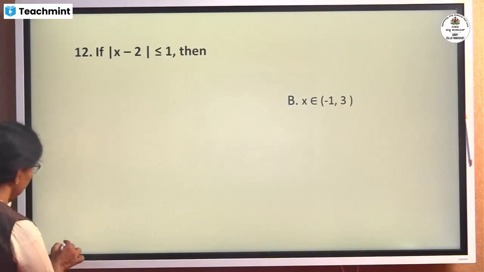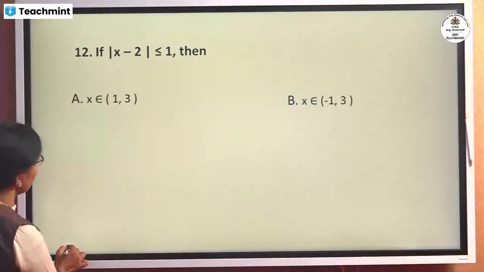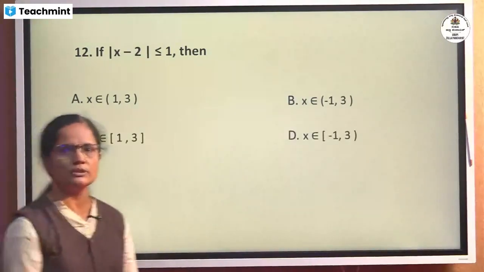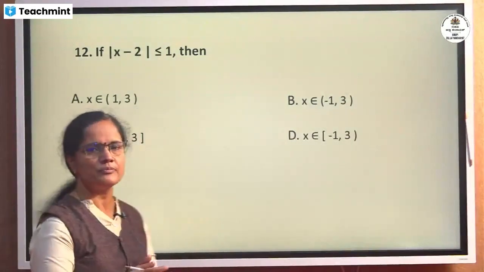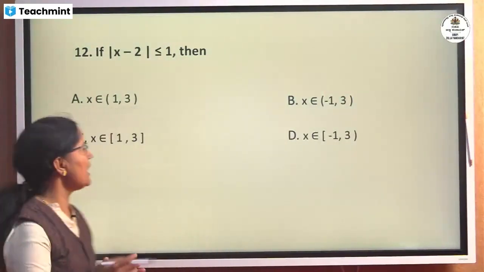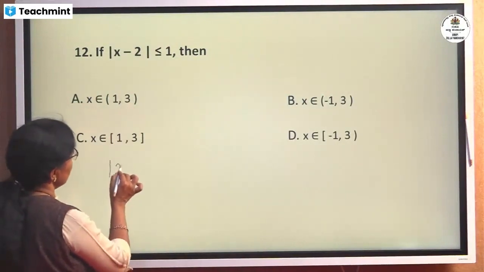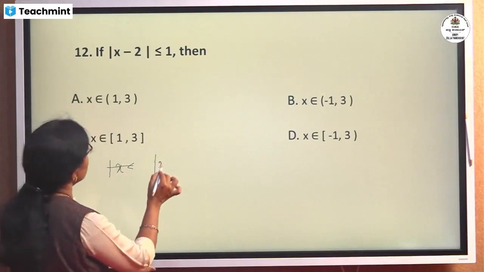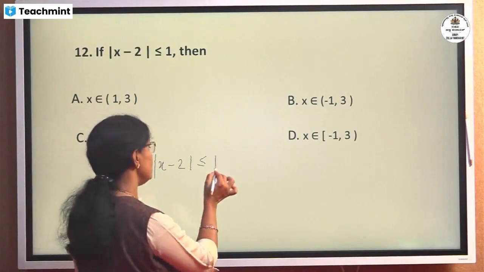The options are like this. The option is first, and then all the other options. So here you have to solve the inequality with the absolute value. A very easy solution for these inequalities is this. So see here, what is the inequality? x minus 2 less than or equal to 1.